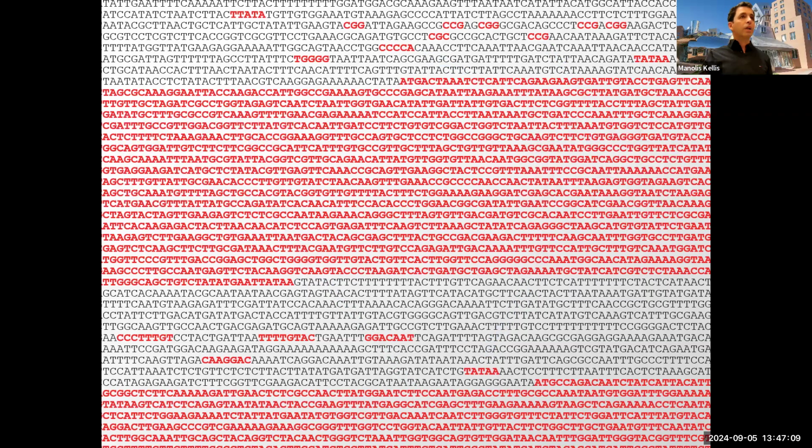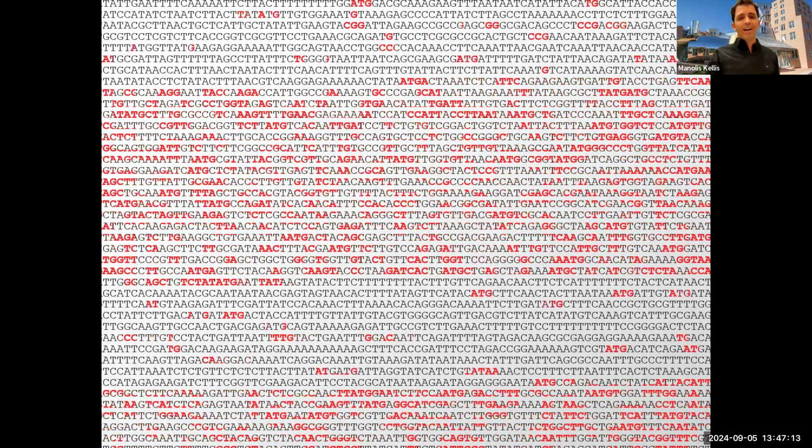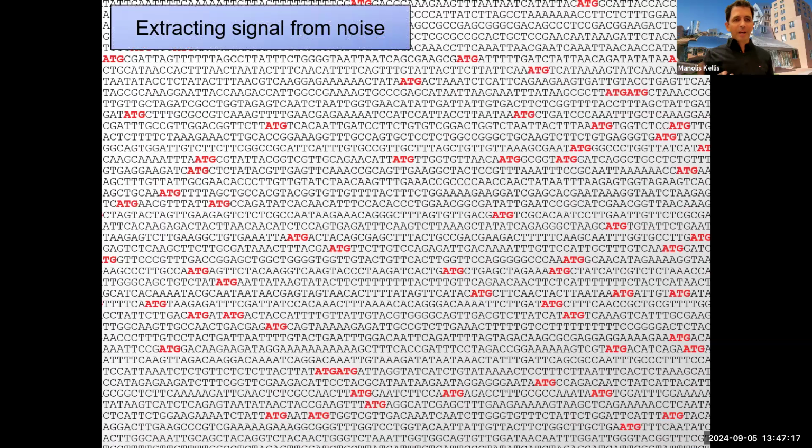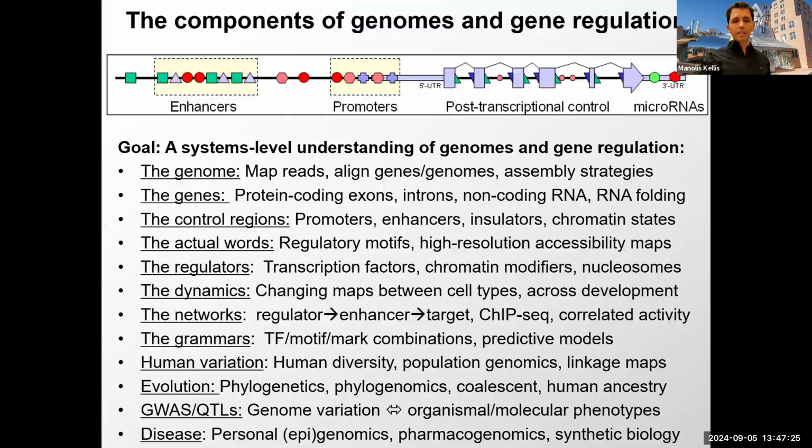So we could say, okay, great, genes start with an ATG, super easy. Let's just look for the ATGs, and these are the ATGs. So there's a signal-to-noise problem that we have. How do we extract signal from the noise? That's where modeling comes in. That's where AI comes in. That's where machine learning and statistics come in.